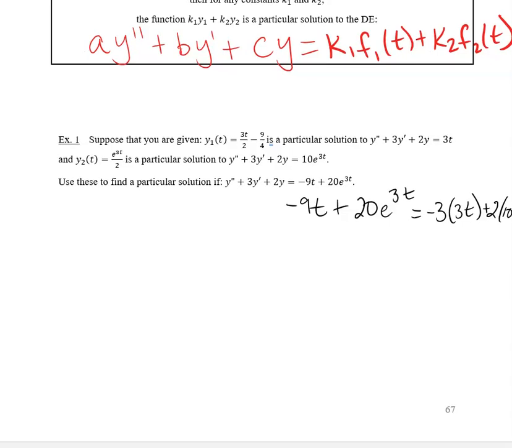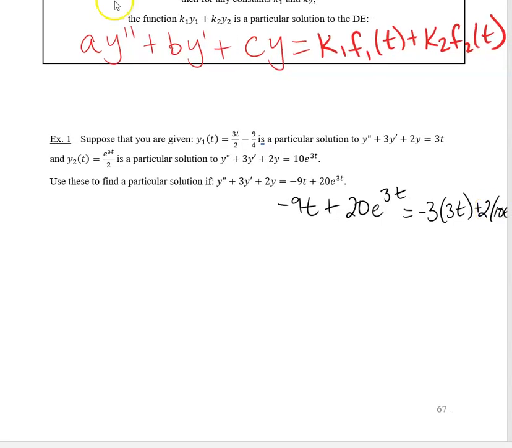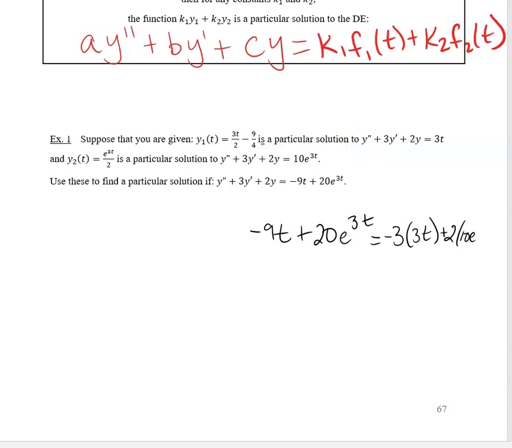I never leave myself enough room here. Let me clean this up a little bit. Here we go. Let me write that again. 10e to the 3t. So in other words, this is a linear combination of these two solutions right here. So essentially what you have is a k1 of negative 3 and a k2 value, a constant multiple, of 2.